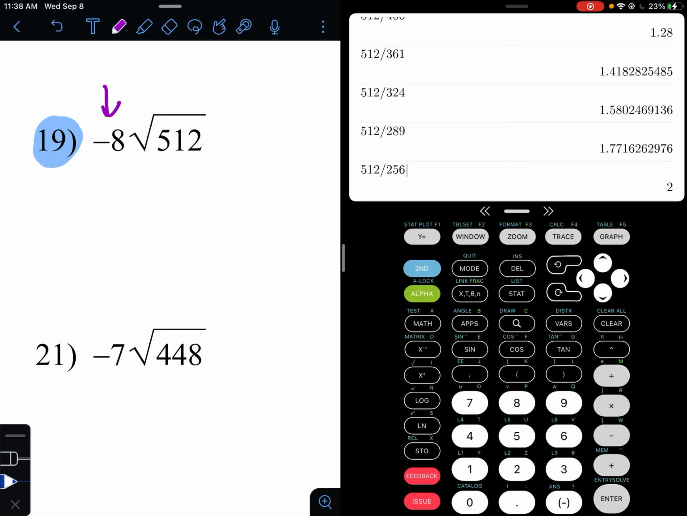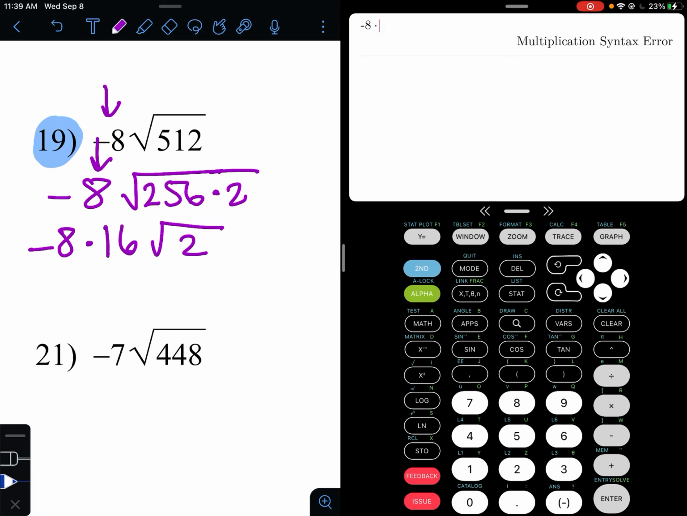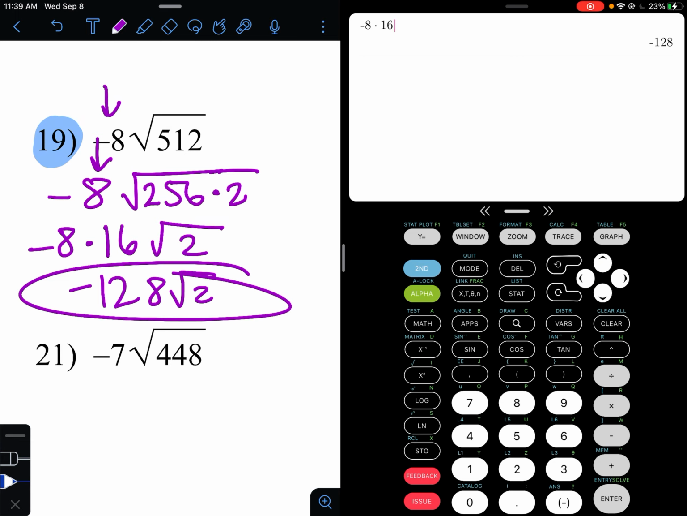So if you notice here with this radical, I have a negative 8 out in front. And all that means is that negative 8 is multiplying with this root 512. So we're just going to leave him out in front, and he's going to chill for a bit. We're going to do what we did before, break down our 512 into 256 times 2. The square root of 256 is 16. So we're going to get negative 8, and then the 16 comes out in front, and you have to multiply it by whatever is out in front. So I'm going to do 8 times 16. Sorry, negative 8 times 16. And I get negative 128 root 2. All right.